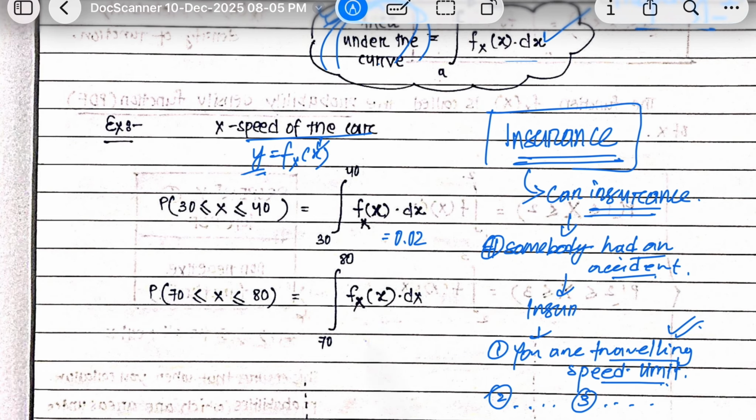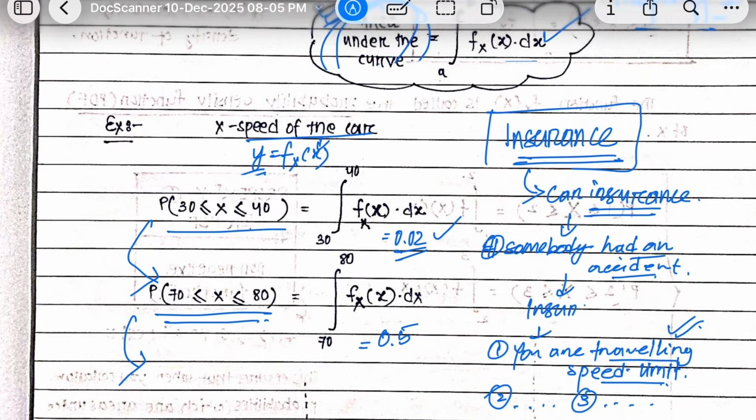This value is very small. The probability for 40 to 50 or 50 to 60, if you find it, will also be around 0.02, and it goes up to 0.1 or 0.2. Then you calculate the probability of the speed between 70 and 80 kilometers per hour. You got a value of 0.5.